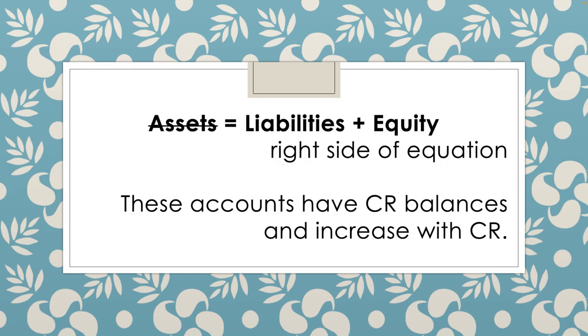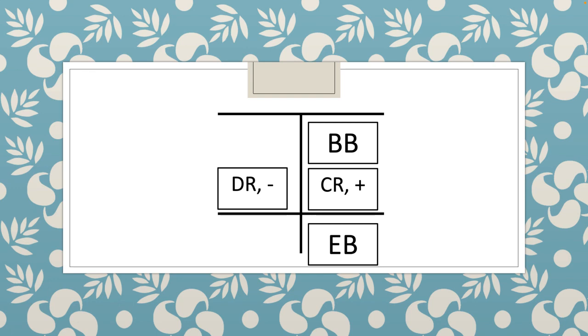On the right side of the equation, we have liabilities and equity. And because those accounts are on the right side of the equation, they will have credit balances and increase with a credit, and they'll look like this. Examples of liabilities are accounts payable, notes payable, salaries payable, taxes payable, interest payable, unearned revenue, bonds payable, pension liability, warranty liability, and so forth.